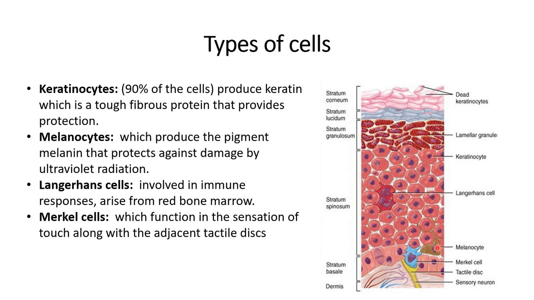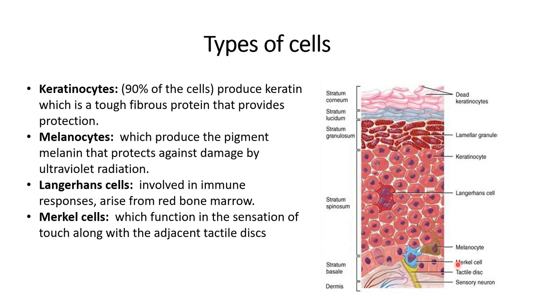Then melanocytes. Here you can appreciate the melanocyte between stratum basale and spinosum. The melanocytes are very important as they give color to our skin and they protect us against damage by ultraviolet radiation. Langerhans cells, these are the Langerhans cells. They take part in immune responses and fight against any foreign body.